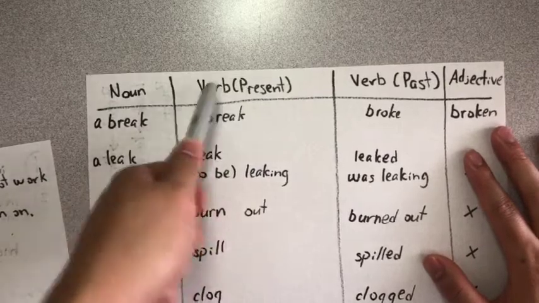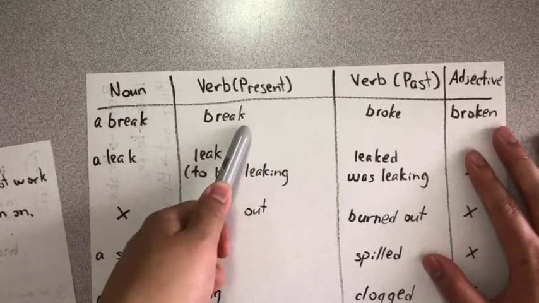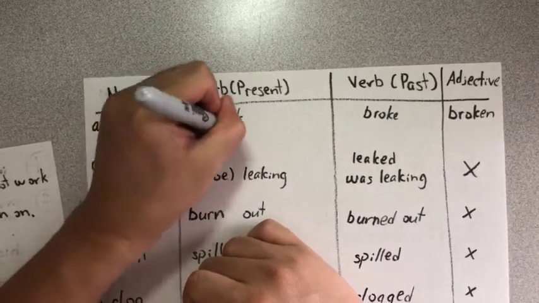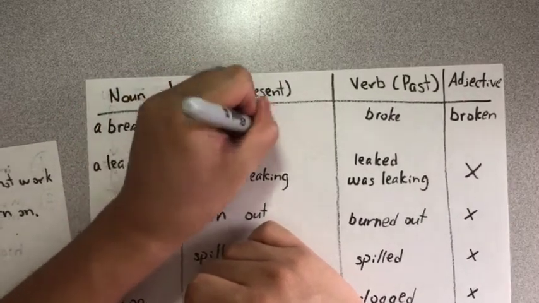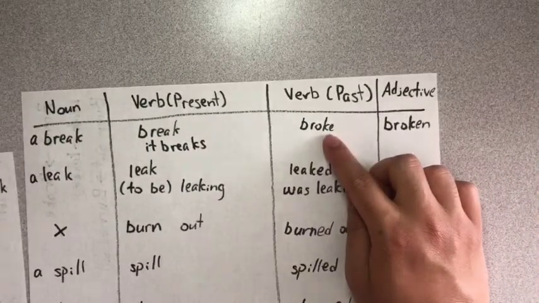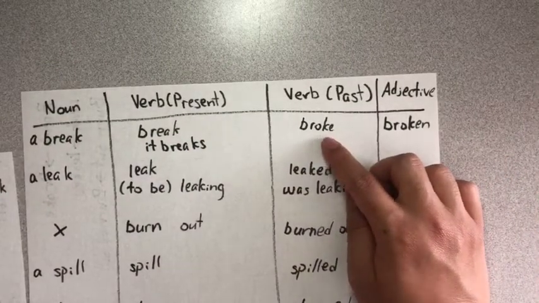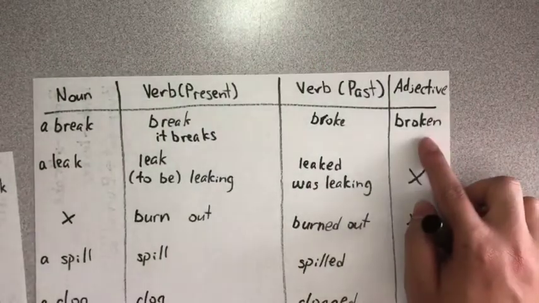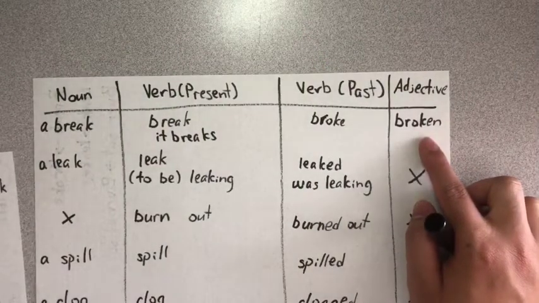So, in present tense, we say break or breaks if we talk about it. It breaks. In the past, we say broke. It broke. And then the adjective is broken. We say it is broken.